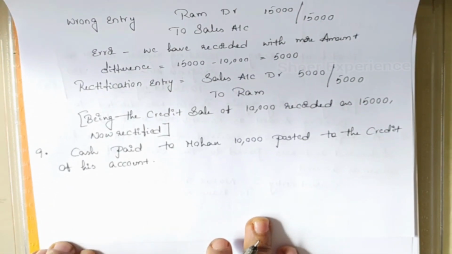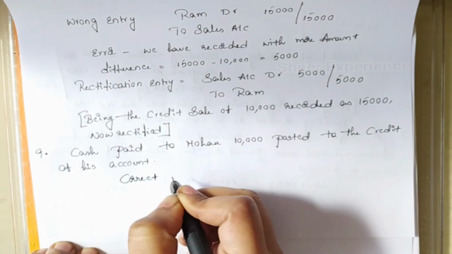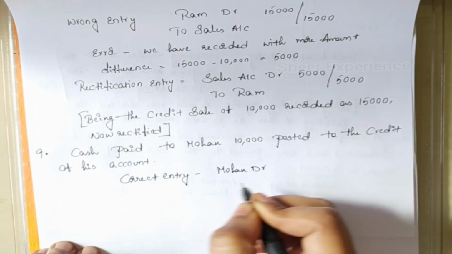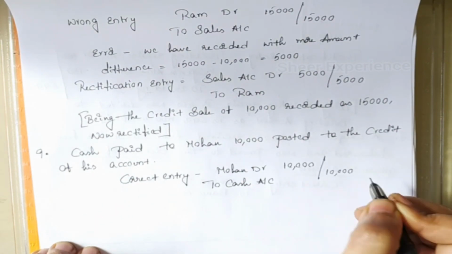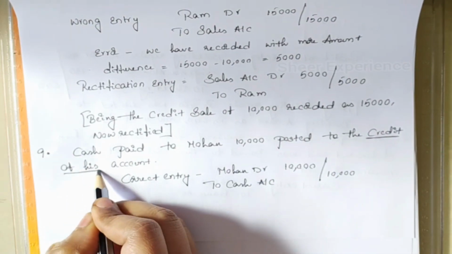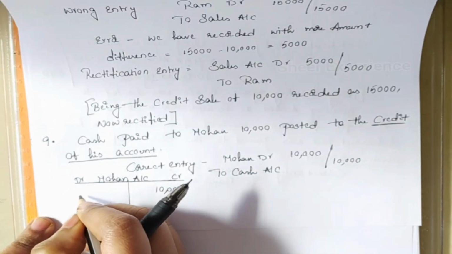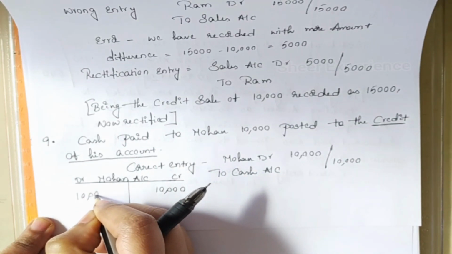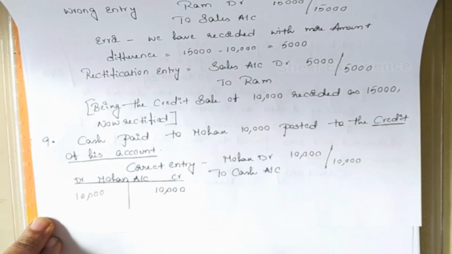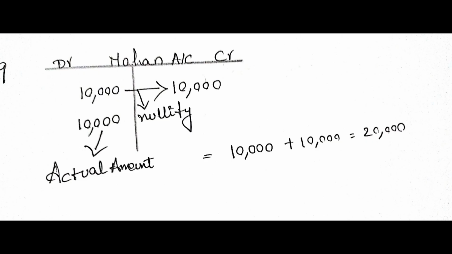Next error is cash paid to Mohan 10,000 posted to the credit of his account. The correct entry is Mohan debtor to cash account. In this error, we have posted 10,000 on the credit side of the Mohan's account instead of debit side. To rectify this entry, we need to debit Mohan's account and credit suspense account with 20,000. Because on the credit side of the Mohan's account, we have recorded 10,000 which is wrong.